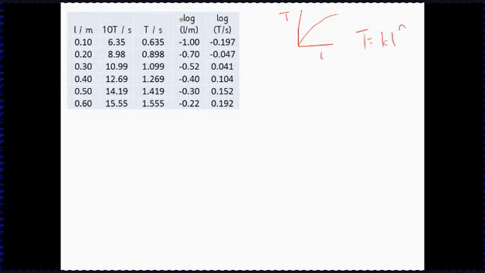Okay, notice the numbers look a bit confusing here. All these numbers are negative because these numbers here are less than 1. And the log of any number less than 1 is a negative number. It doesn't mean the number's negative, just the log is. The log of the period goes from being negative to positive, but that's just because the time has gone from less than 1 second to more than 1 second.